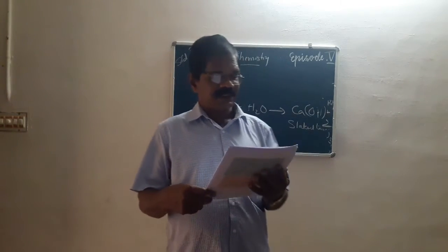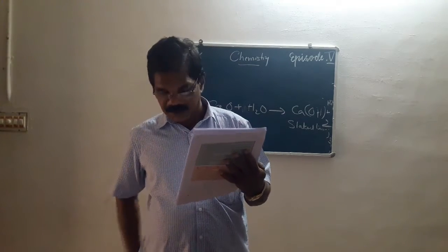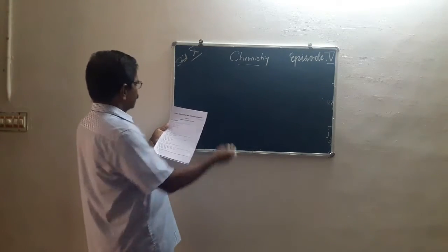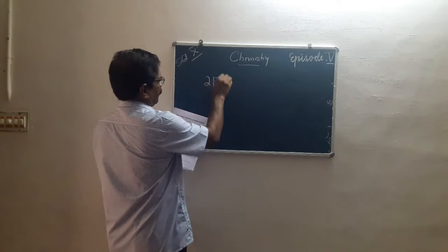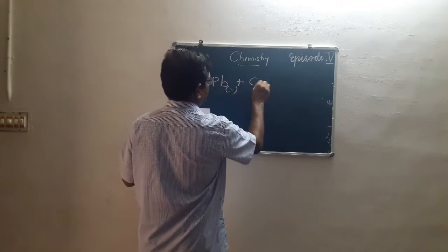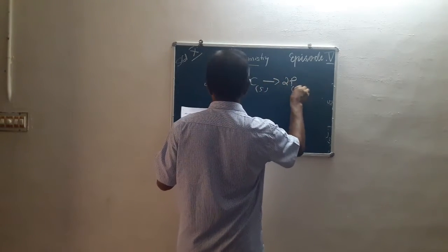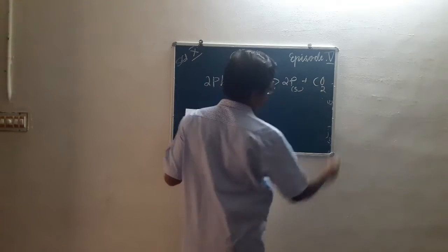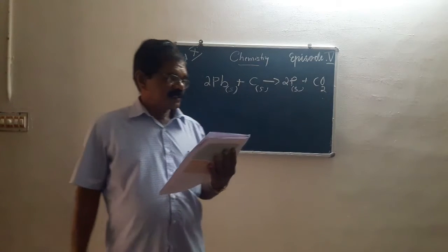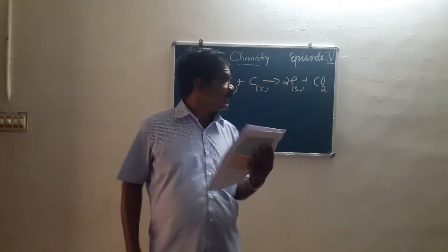The first question is, which of the following statements about the reaction below are incorrect? 2PbO, solid state, reacts with carbon, gives 2Pb plus CO2. The question is, which of the statements about the reaction below are incorrect?